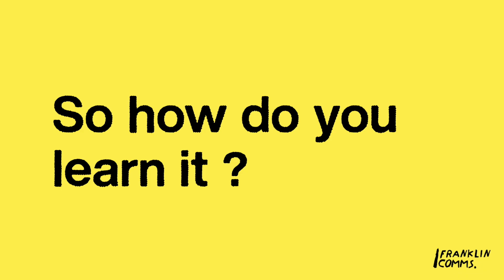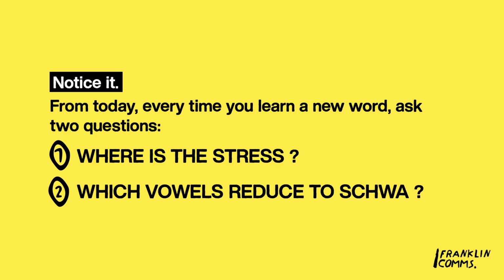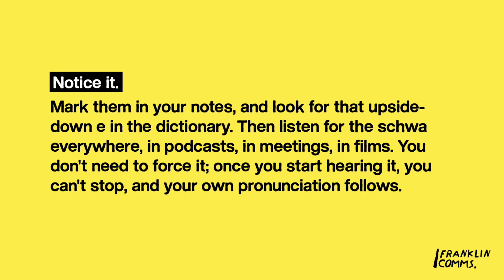So how do you learn it? Notice it. From today, every time you learn a new word, ask two questions. Where is the stress, and which vowels reduce to schwa? Mark them in your notes and look for that upside down E in the dictionary. Then listen for the schwa everywhere: in podcasts, in meetings, in films. You don't need to force it. Once you start hearing it, you can't stop, and your own pronunciation follows.